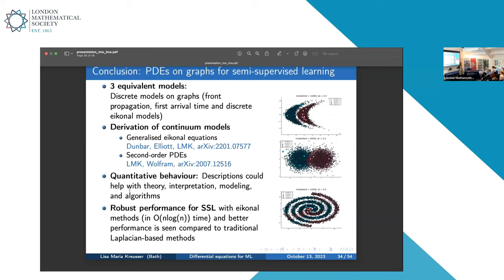And in fact, right now I've mainly spoken about first order methods based on eikonal equations, but one can consider similar approaches for second order differential equations as well, where again, the main idea is that due to the underlying theory and modeling of differential equations, this can be very helpful in terms of getting a better understanding of the quantitative behavior. And last but not least, these approaches were also quite robust for semi-supervised learning. And they seem to be comparable or better than traditional Laplacian-based methods.